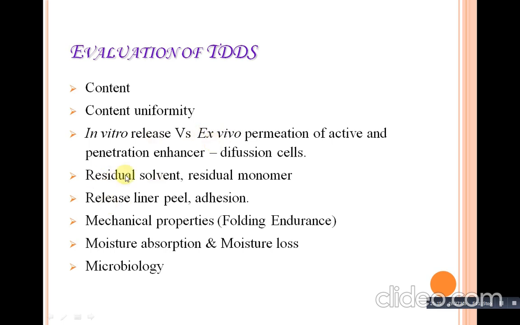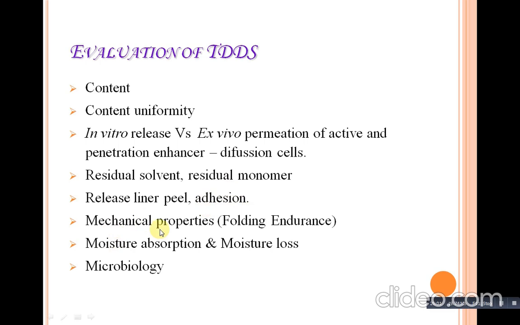The next parameter is residual solvent. If organic solvents are used for casting the backing layer or any other layer, then how much of that organic solvent is retained should be determined as residual solvent. The residual monomers should be determined. Then release liner peel and adhesion, meaning how easily the liner can be peeled off, should also be determined. Then the adhesive strength of the patch or adhesive layer is also important, how adhesive it is. There are many tests for this adhesion test, like the rolling ball test and tack test.